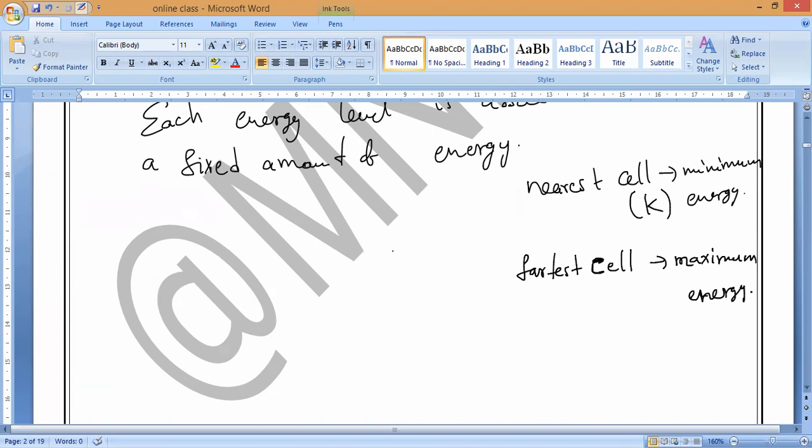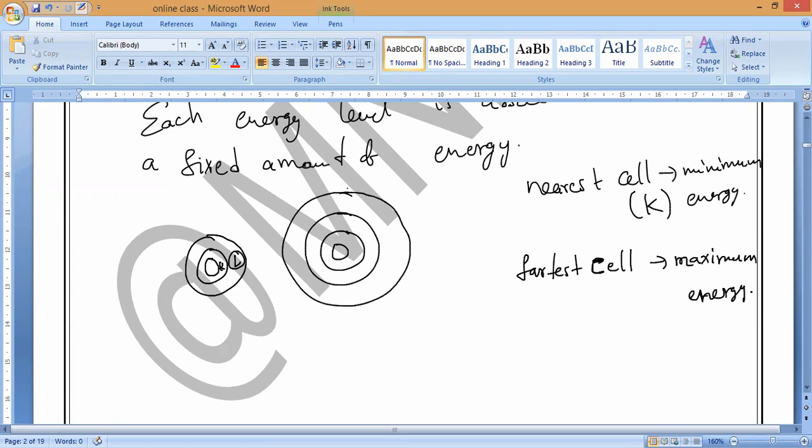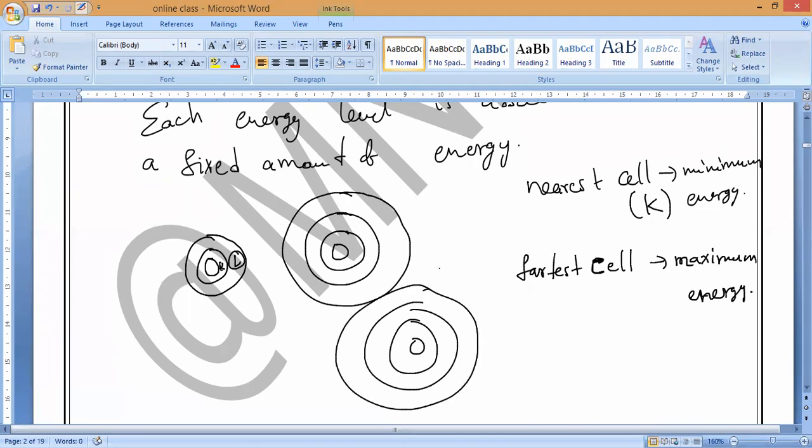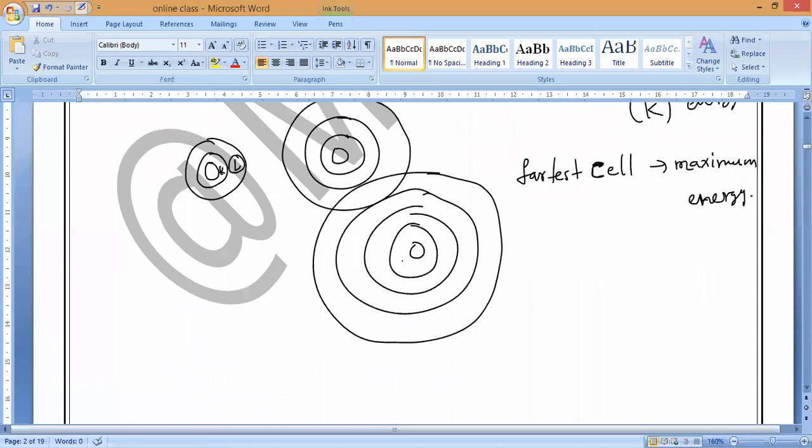But sir, how can we say farthest cell? Any cell. Suppose some atoms have only 2 cells. Then who has the minimum energy? K is the minimum and L is the maximum. Some atoms have 3 cells, then the third one has the maximum energy. Some atoms have 4 cells, then the fourth cell is the maximum energy cell. Understand what I'm saying, guys? Please respond. That is what you have to remember.